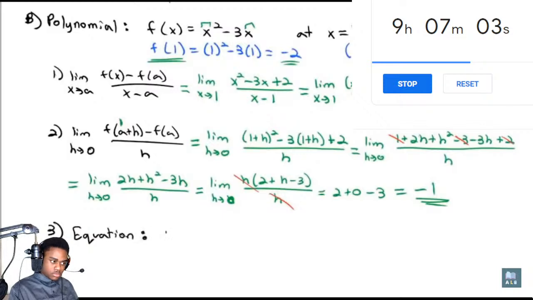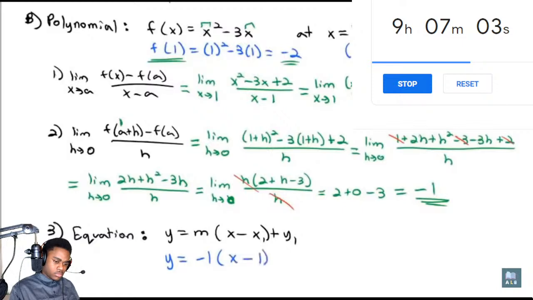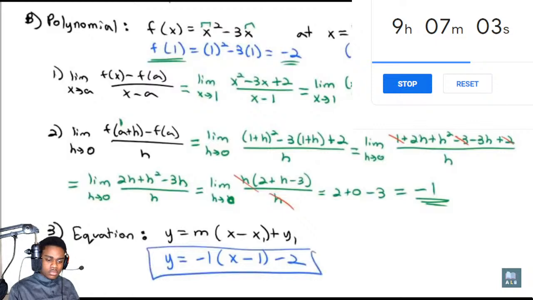Remember, the equation is y equals m times (x minus x1) plus y1. So plugging in the pieces, y equals the slope of negative 1 times (x minus the x-coordinate, which is 1), and the y-coordinate is negative 2. We have the equation of our tangent line.